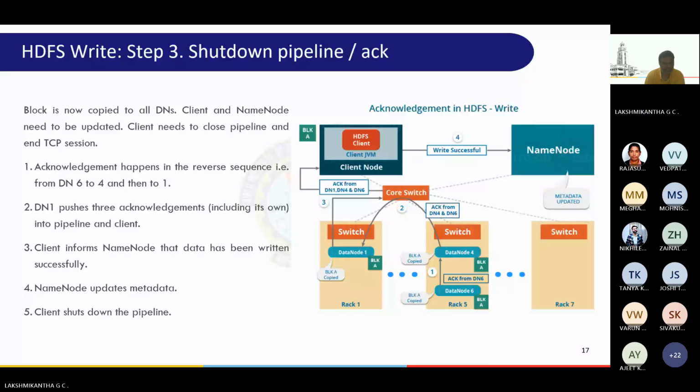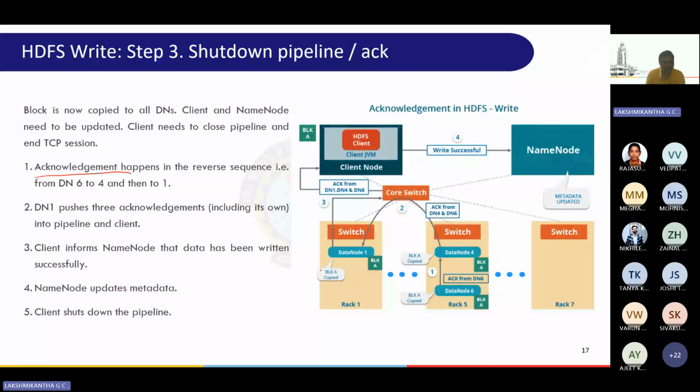Okay, guys. The data for our block has now been copied to all three data nodes. But the client and the name node need to be what? Notified that the write was successful. So this is where the acknowledgement stage comes in. The acknowledgement process happens in reverse order of the what? Data streaming. It is in reverse order, right?